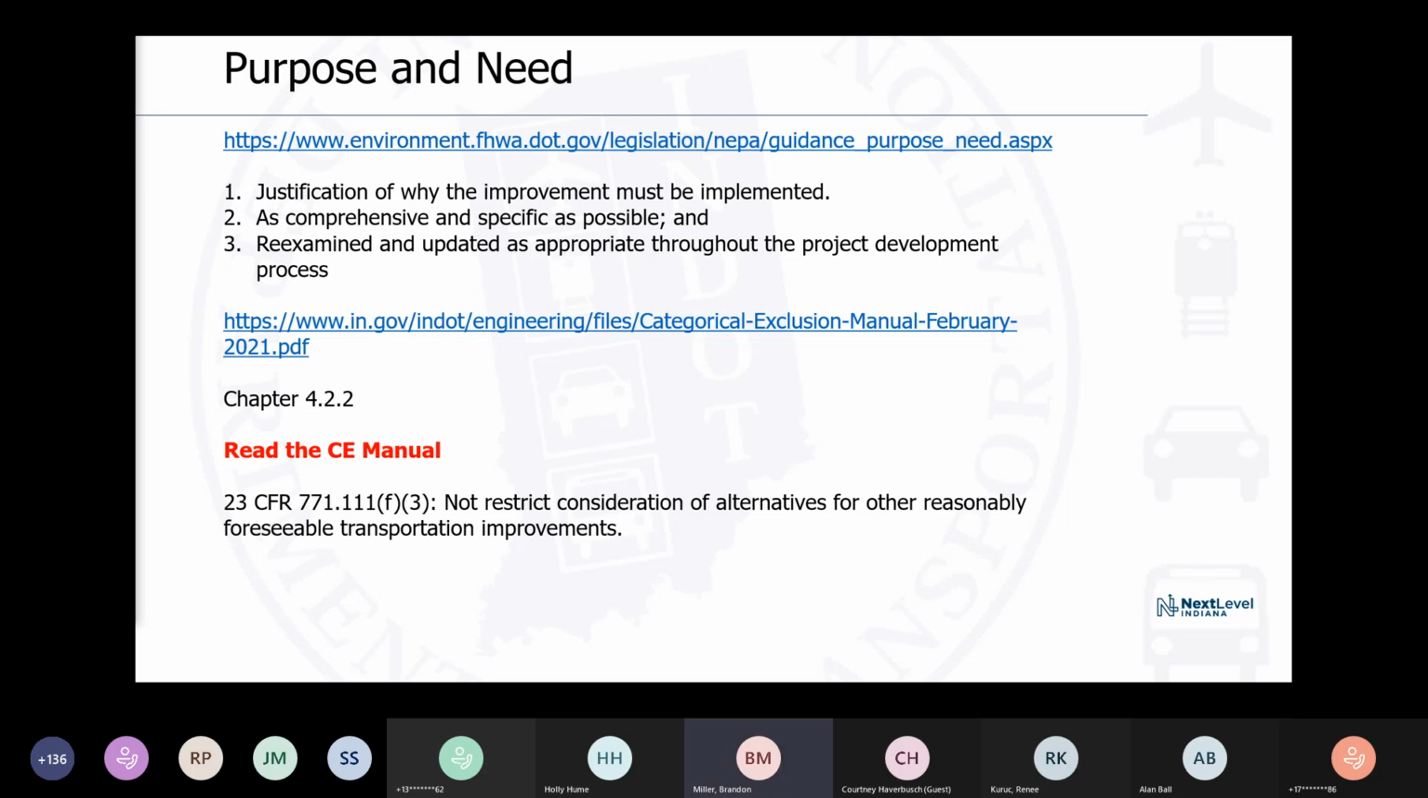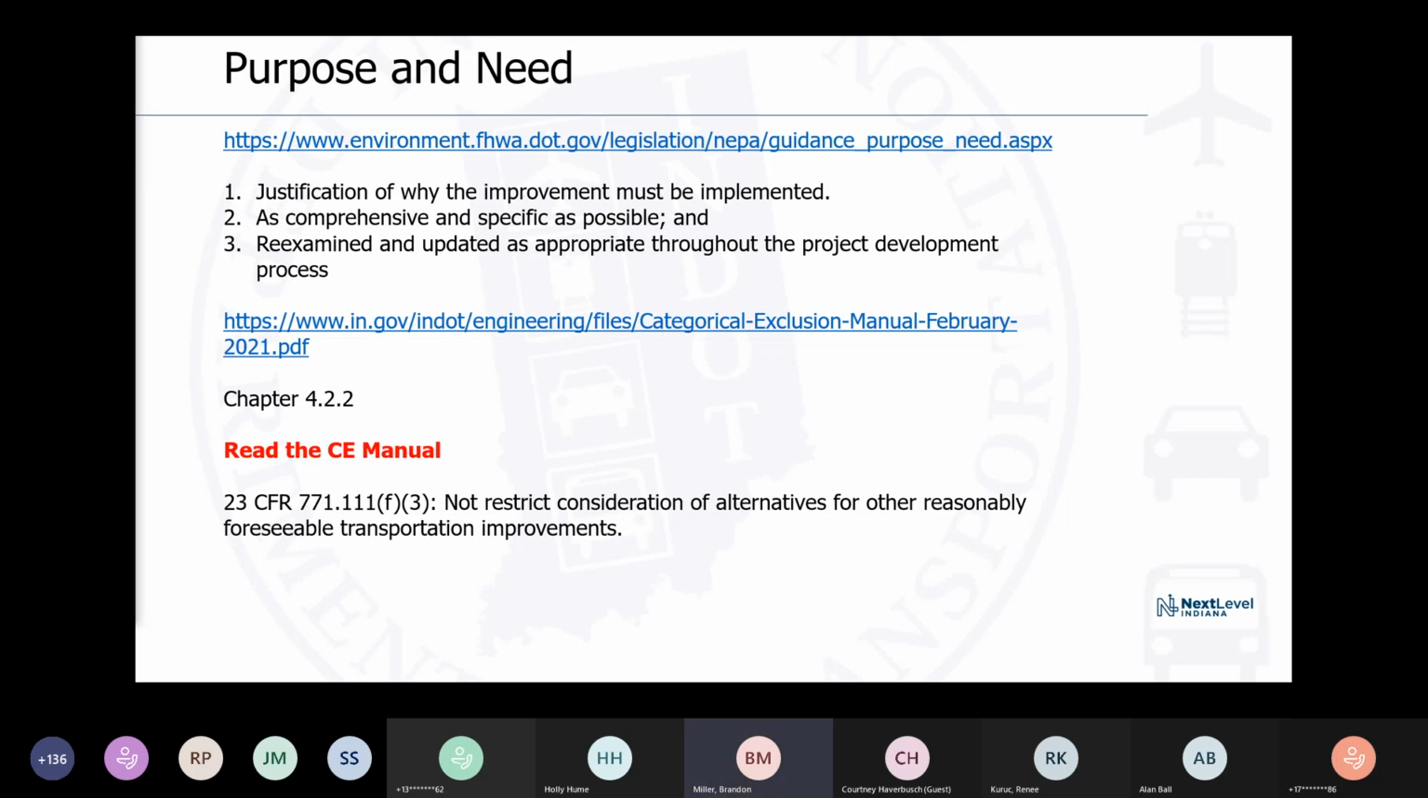So back to the CE manual, we have a lot of information. We've tried to update it in the most recent iteration for 2021. We tried to put in different examples of things that you may be using to help provide the justification so that you can make it comprehensive and as specific as possible. It doesn't mean that it covers everything, but it does try to give a better framework than was in the previous version.